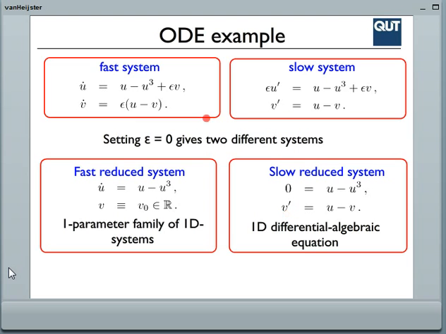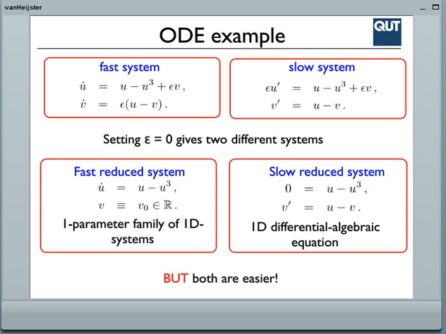So the system which we start with, these two equations, and we take epsilon to be 0 instead of small, we get something completely different. But they're both much easier, which is what we want, right? Because we want to make our life easier by setting epsilon to 0.